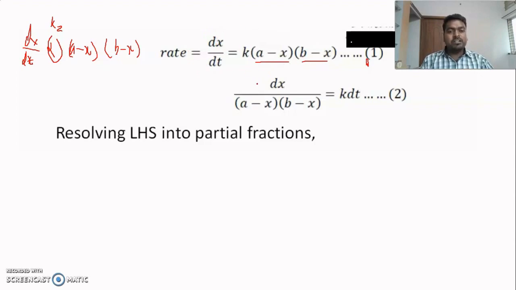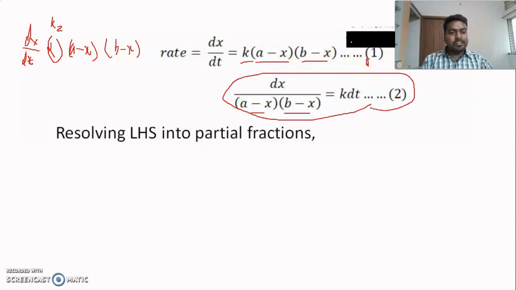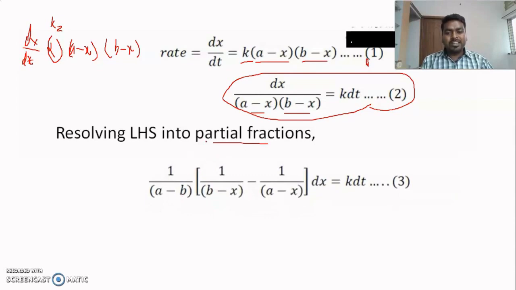Then we simplify this equation. In order to integrate, dx divided by (a minus x) into (b minus x) is equal to k into dt. This is equation number 2. We cannot integrate this form directly, so before integrating we have to simplify it. A little bit of mathematical knowledge is needed here: we can simplify this equation by using partial fractions. After that we get a new equation: 1 divided by (a minus b) into [1 divided by (b minus x) minus 1 divided by (a minus x)] dx is equal to k into dt. This is equation number 3.